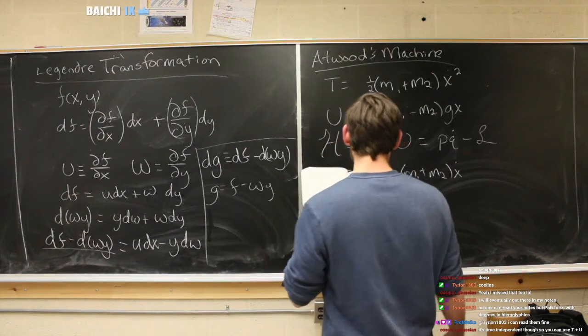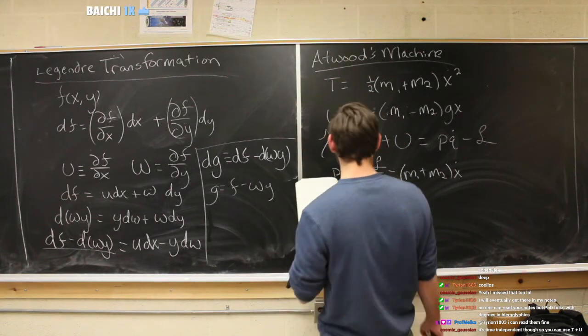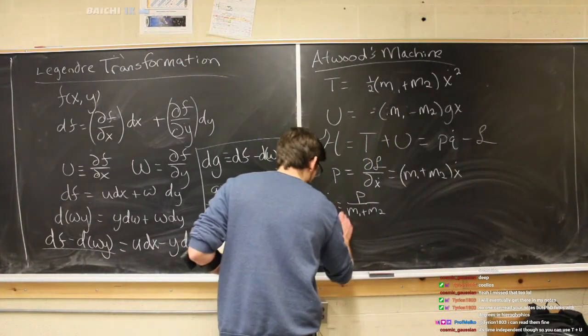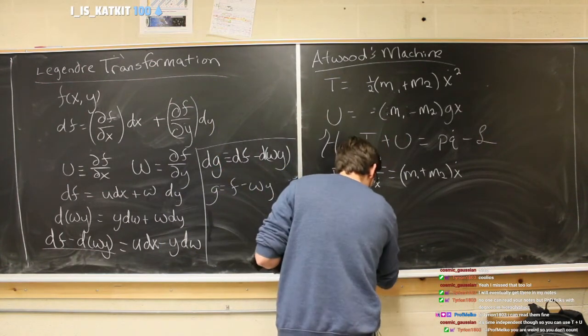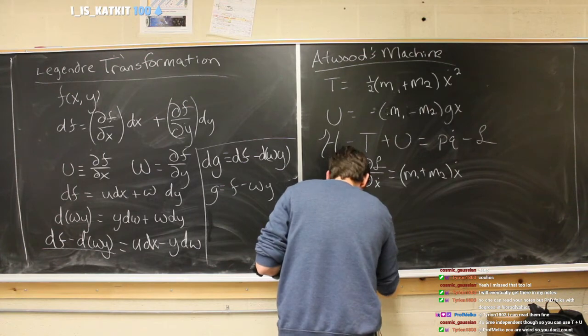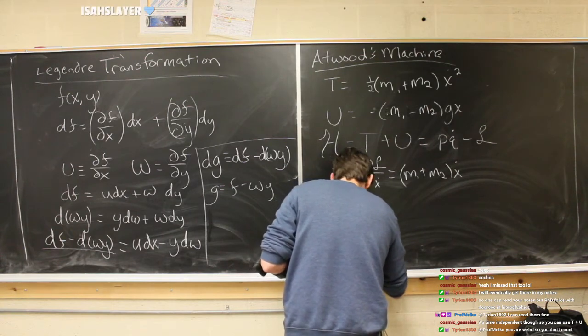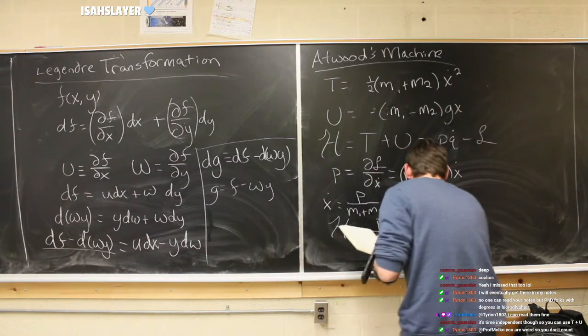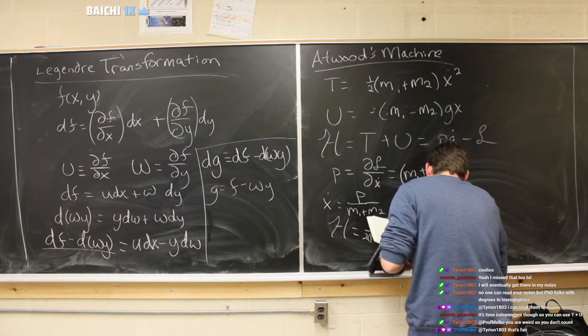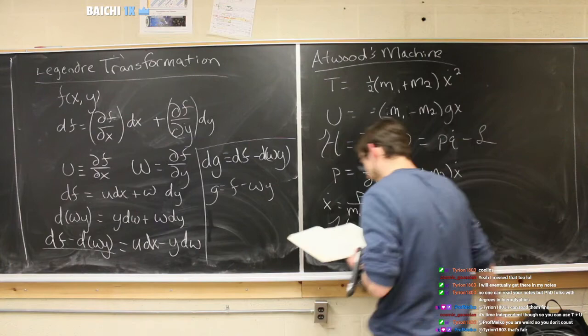So then what you need to do is write the equations of motion. So let's rewrite the Hamiltonian. Whichever method you pick will work perfectly fine. We'll get p squared over 2 times m1 plus m2 in the denominator, minus m1 minus m2 times gx. Okay, so that's the Hamiltonian.